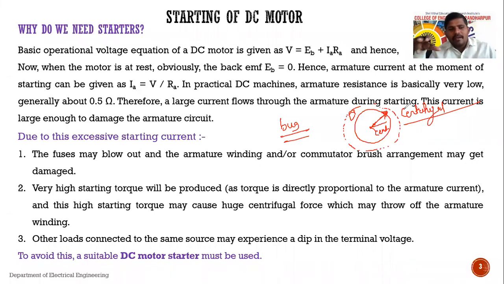See, due to that maximum torque, ha maximum torque produce jalyamula, okay, if the torque is produced at maximum, then due to that high torque it may cause a huge centrifugal force. Yachyamula kay hoto, huge centrifugal force act hoto. That means force is acting away from the center. Center pasun away force act hoto. Due to that away force, the armature winding may be thrown off.